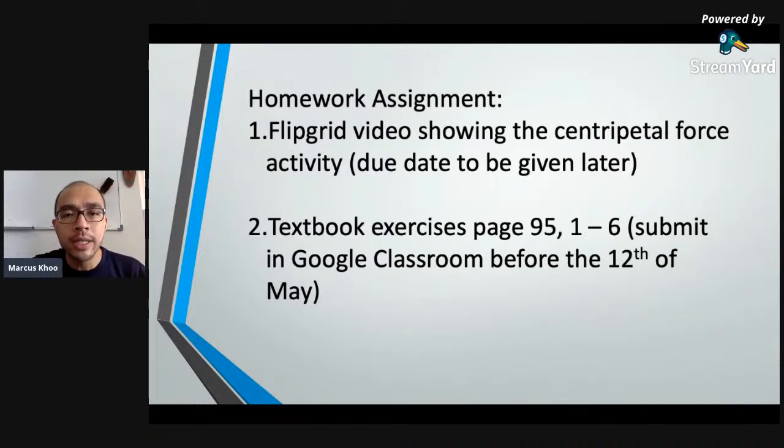The Flipgrid video, you can take your time because I want you to concentrate on your PBL first. The PBL must go first because your PBL is a very important thing. I cannot stress this enough. Your PBL is a very important thing. So take your time to do this centripetal force activity, but preferably before Hari Raya, I want it to be done. Actually, this one, half a day is enough. You probably only need 2 hours to complete this, but it's okay. Figure out the PBL first.